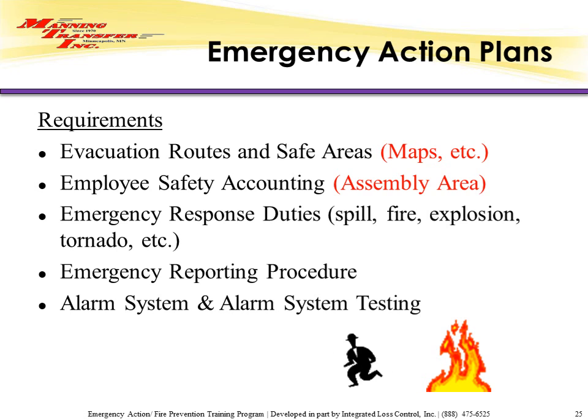There are some requirements for effective emergency action plans, one being the established evacuation routes and safe gathering areas. These should be published on a map and posted in common areas in the facilities for employees to look at. We need to have a system for accounting employees in those gathering areas once they do occur. We also need to make sure that we establish ahead of time any duties that anyone would have in an emergency, like dealing with a chemical spill, how to handle a fire when it occurs, if an explosion should occur, tornado shelters, those sorts of issues that need to be addressed.